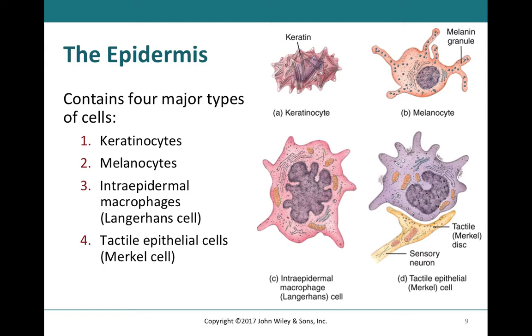The Langerhans cells, which are an intraepidermal macrophage, so a specialized type of macrophage or macrophage that lives in one place, they'll participate in our immune responses. And then finally, the Merkel cells or the tactile epithelial cells, those are going to be sensory and help with the sensation of touch.